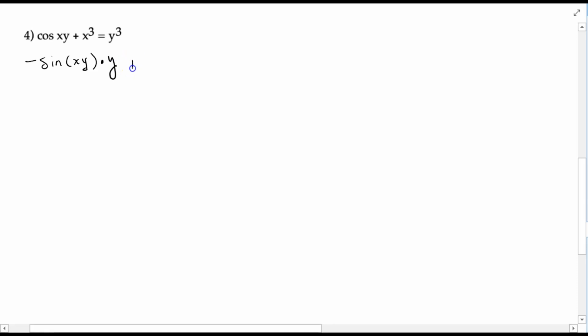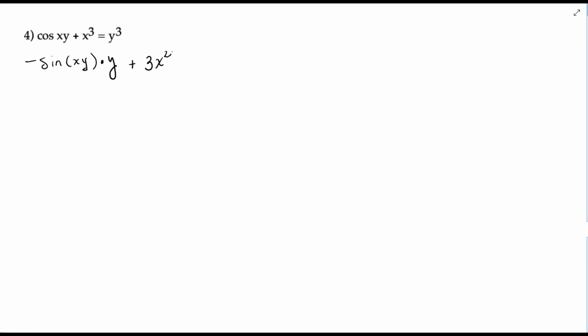Then we take the derivative one more time, still with respect to x, but of x cubed. So that's 3x squared. Now you take the derivative of the right-hand side of the equation, y cubed, and that's going to be 0 because you're looking at it with respect to x.